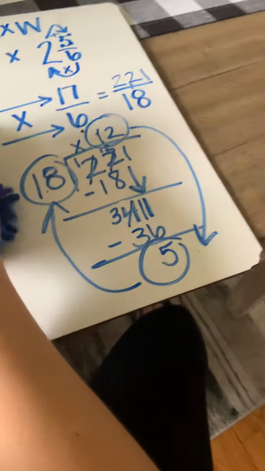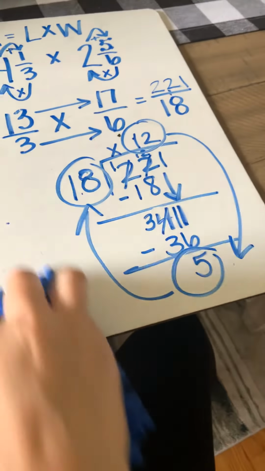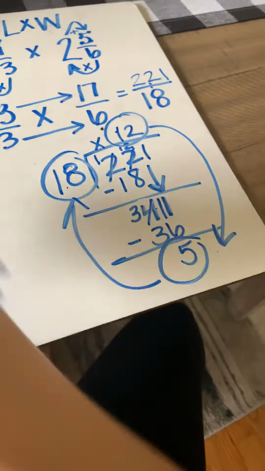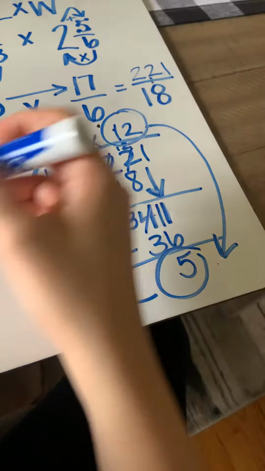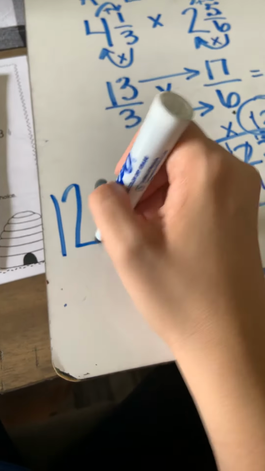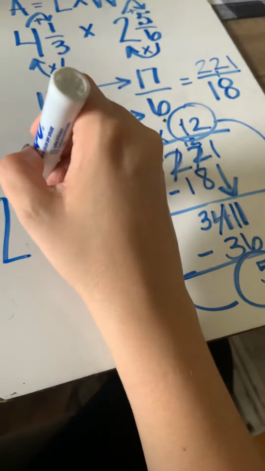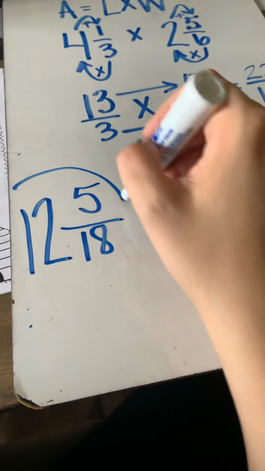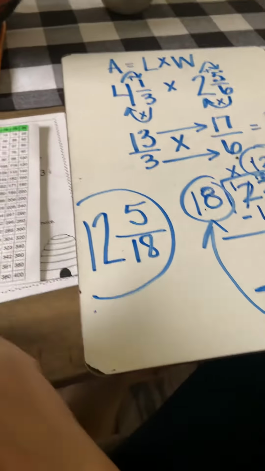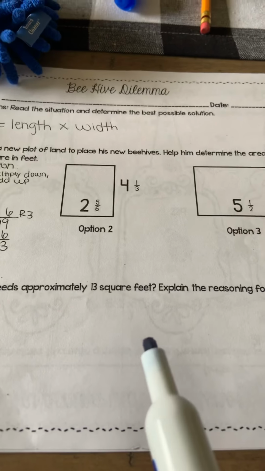Let me erase this side over here. Okay, so that is our first number. That's our whole number is 12 and 5/18. Okay, all that good work will be yours. So that 12 and 5/18 is the area for option 2.